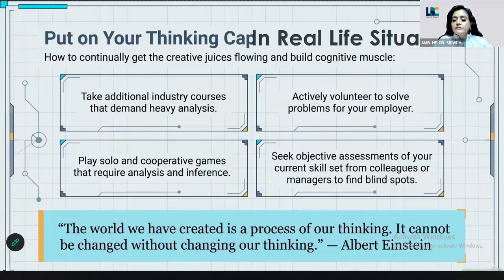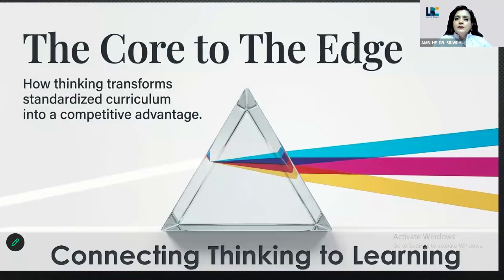The world we have created is the process of our thinking. It cannot be changed without changing our thinking. So we have analyzed the thought process, how it happens in the brain, how the thinking happens in the three domains, that is cognitive, affective, and psychomotor domains, based on Bloom's taxonomy philosophy, and then aligned it with the critical thinking process, taking the thinking hats as example in different situations, and moving ahead.